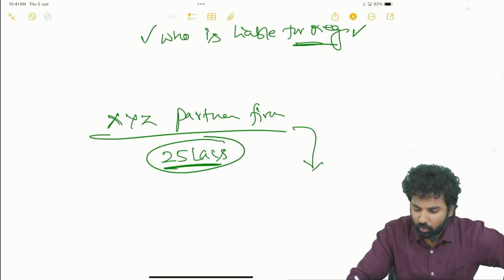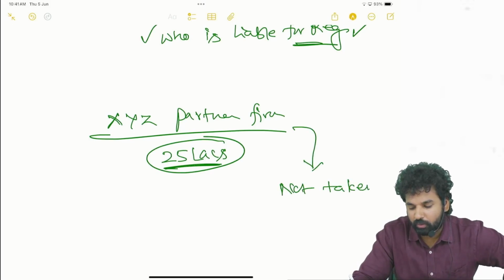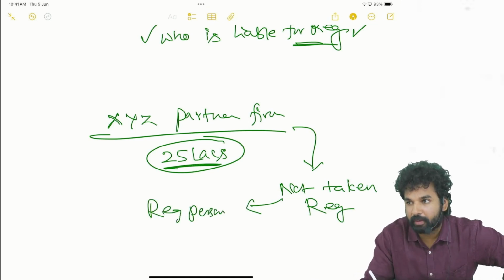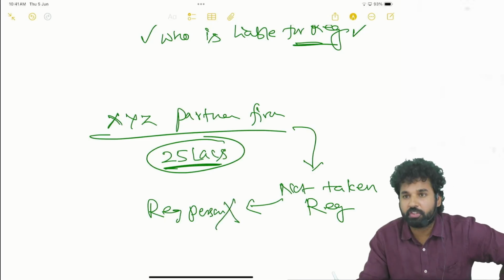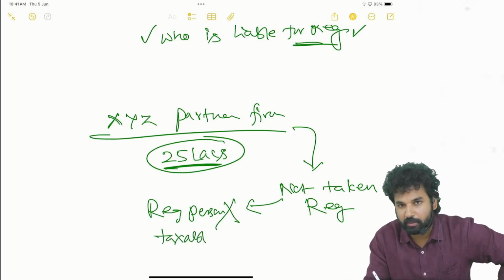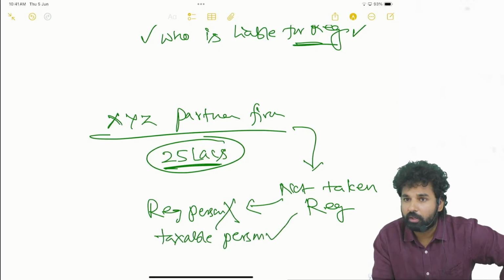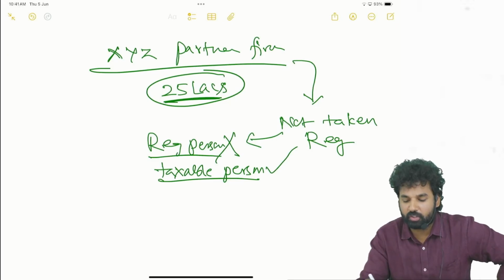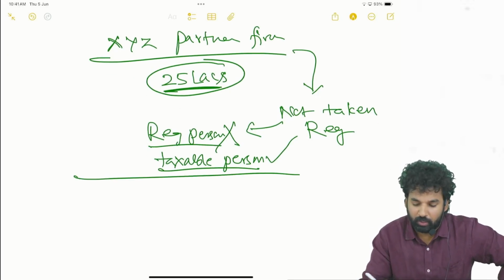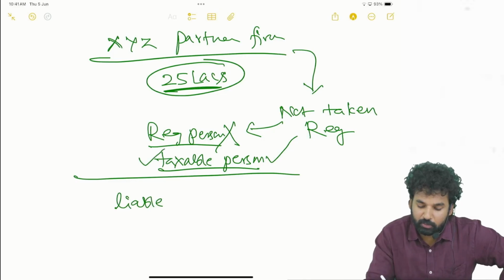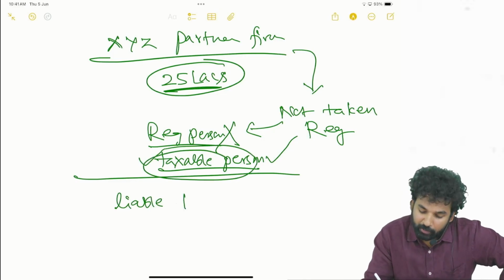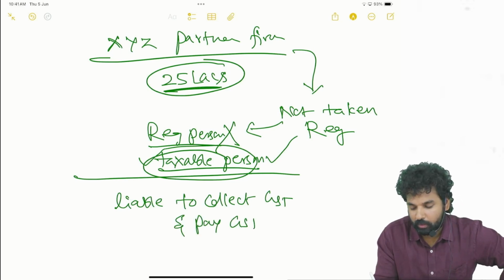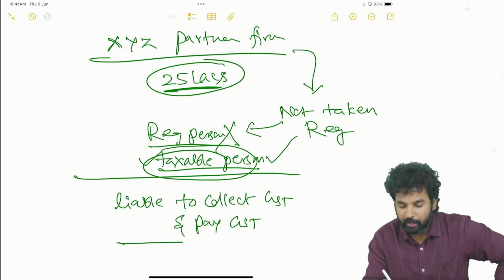See, they have not taken registration. Then they cannot be called a registered person. But they are taxable persons, sir. They are taxable persons, not registered persons. They are liable for registration but have not taken registration. Being a taxable person, they are liable to collect GST and pay GST.